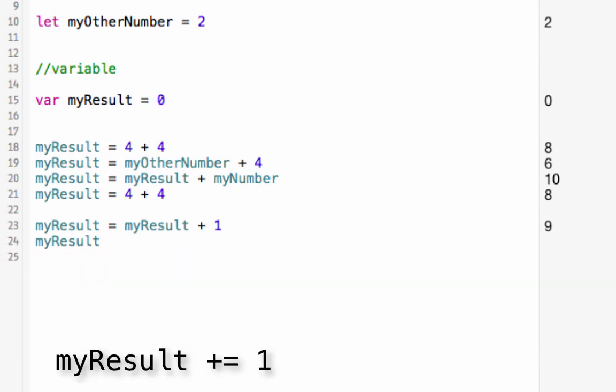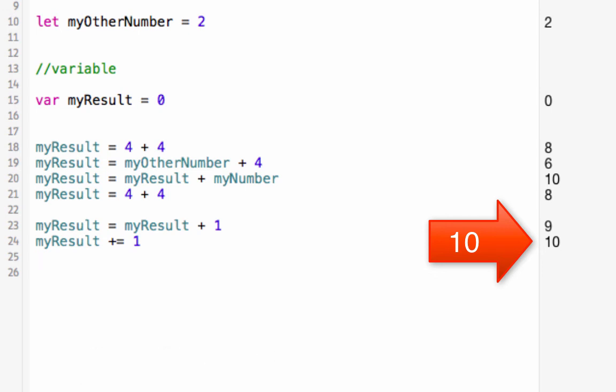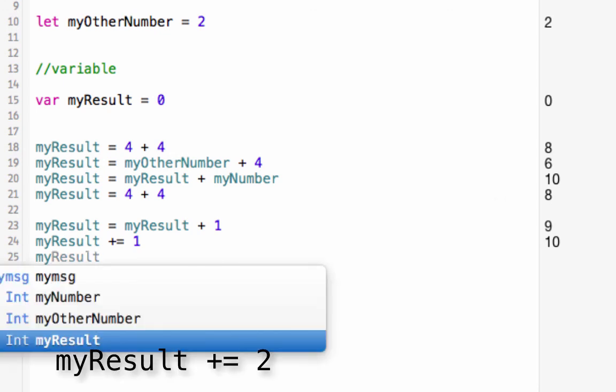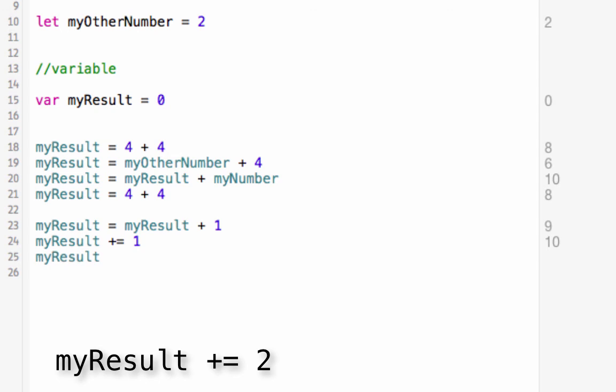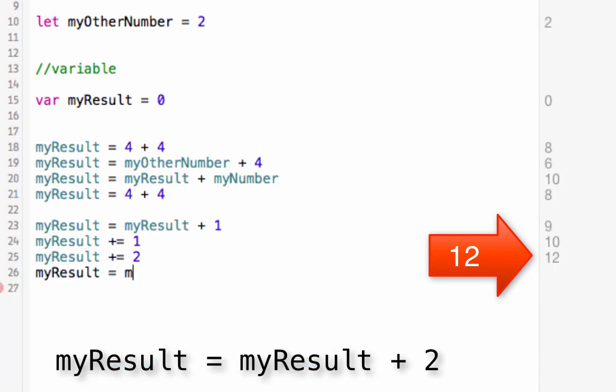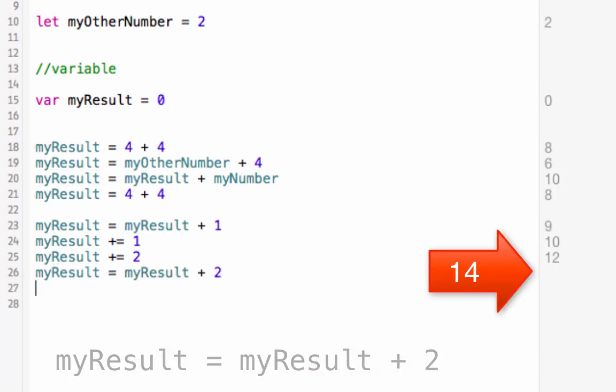Type myResult += 1. The plus equals operator increments for us by the value on the right side of the equals. So here we increment by 1. It is the same as writing what we did just above. We can change the increment as well. If we wanted to increment by 2, we can write this: myResult += 2, which is the same as myResult = myResult + 2.